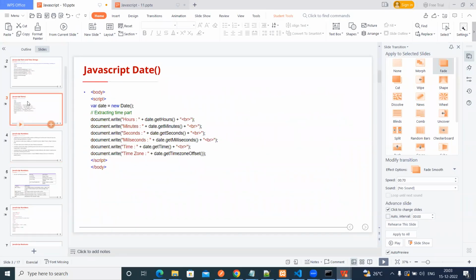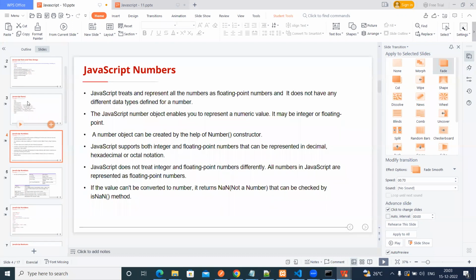Yesterday we discussed the date function, right? Now the next concept is numbers. So we can check all the data types.